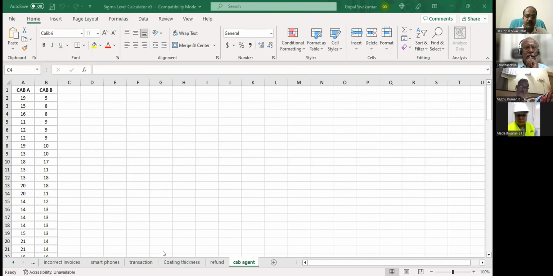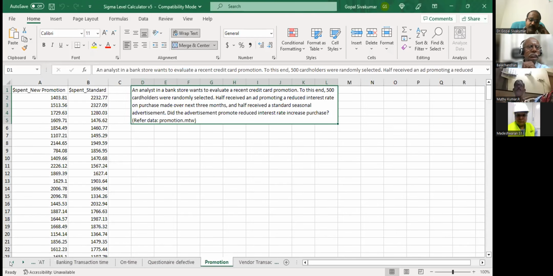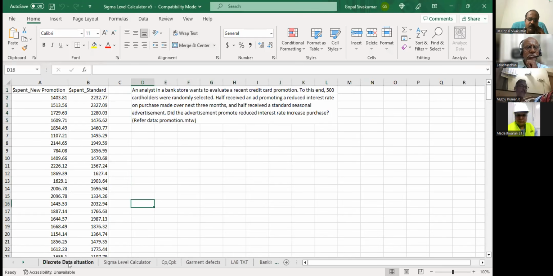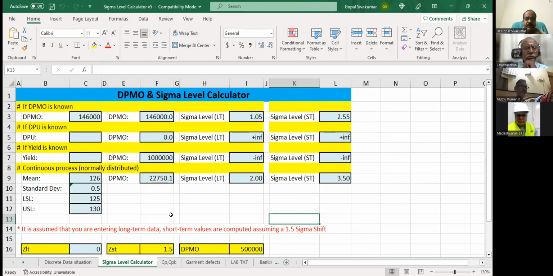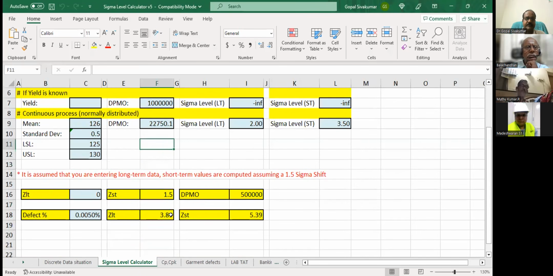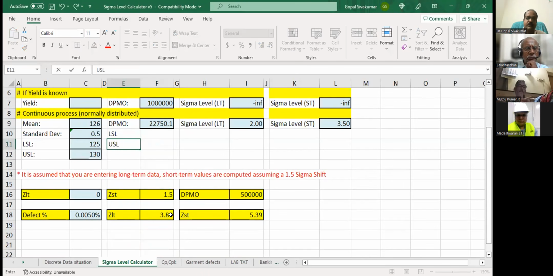So this is the file I was talking about, the sigma level calculator file. If you come to the left extreme, there are plenty of data for practice purposes. All the data that is required will be available here. Now, the discrete data and continuous data sigma level calculator. I think the question was about the sigma level only: USL, LSL and all those things. Can you help me with the values? LSL was given, USL was given, and then process average was given, which is X bar, and then process standard deviation is required. But what was given is variance. Is that value anybody noted?